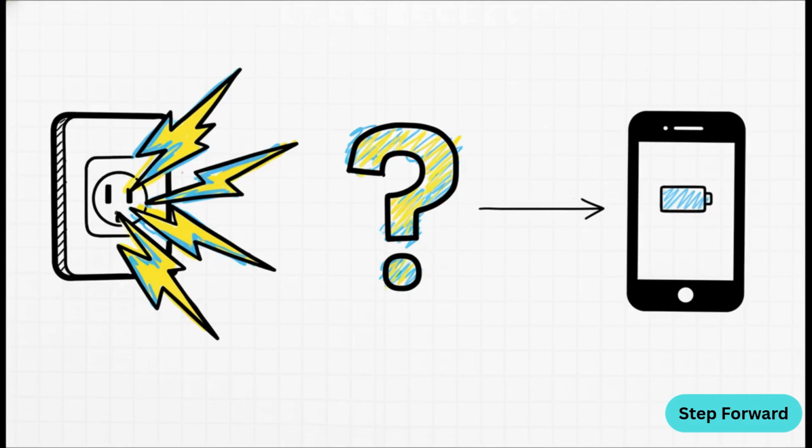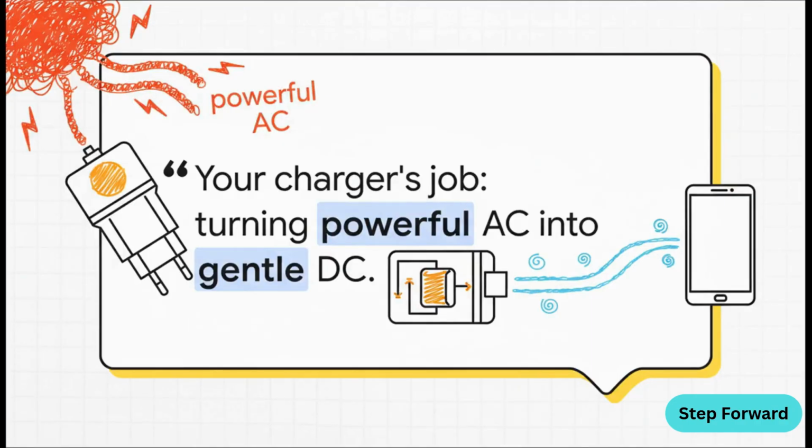Pushing 220 volts of AC into a tiny device that only wants 5 volts of DC would instantly fry its circuits. Game over. And that, my friends, brings us to the hero of our story, your phone charger. That little block is so much more than just a plug. It's like a miniature power station doing 2 absolutely critical jobs.